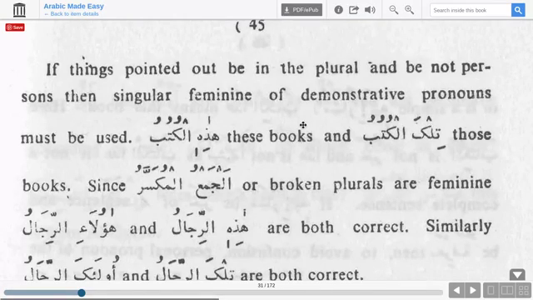The broken plural: wherever the word does not end in waw and noon, or alif and ta, it is a broken plural, jam' taksir. So the plural for the word kitab is kutubun. Kutubun.